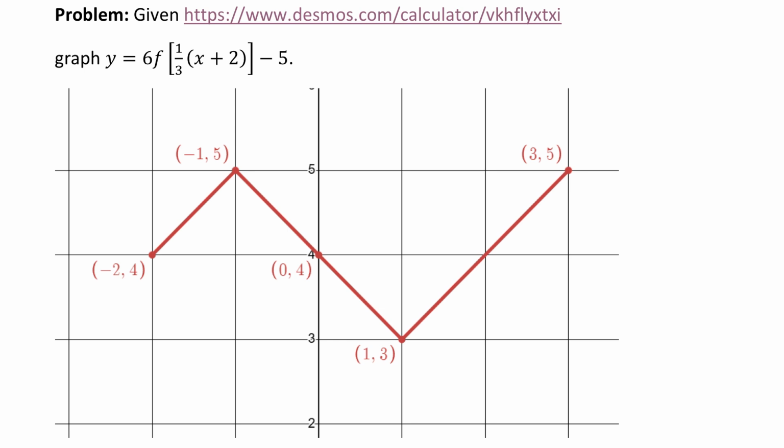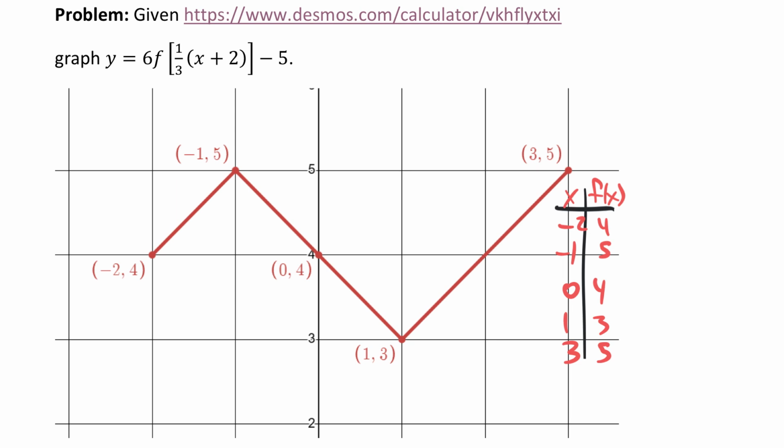All right, so assuming you give this a try, let's go ahead and start with our basic points here. We're starting with the values -2, -1, 0, 1, and 3 for the x values. And the y values are 4, 5, 4, 3, and 5.